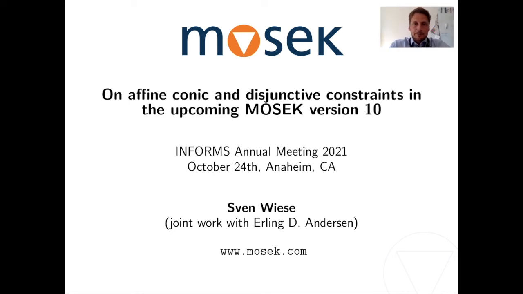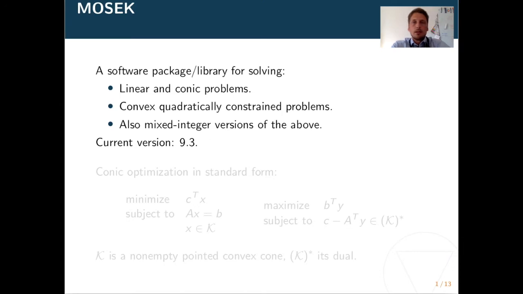My name is Sven and today we'll talk about affine, conic and disjunctive constraints in the upcoming MOSEK version. Let's start with a little bit of background on MOSEK. MOSEK is an optimization software package for solving large-scale linear and conic optimization problems. It also lets you solve convex quadratic problems, and in many cases mixed integer versions of all these problem classes.